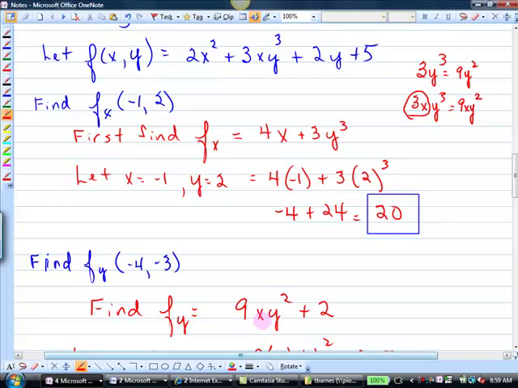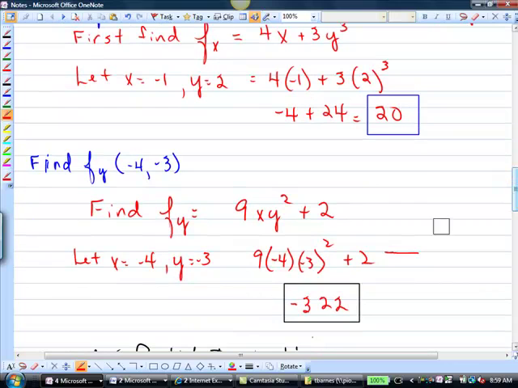So you should get 9xy squared plus, and the derivative of 2y is 2. And then you'll plug in, and you should get negative 322. Okay. Any other questions on that?